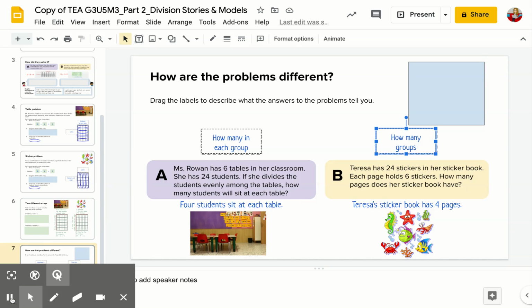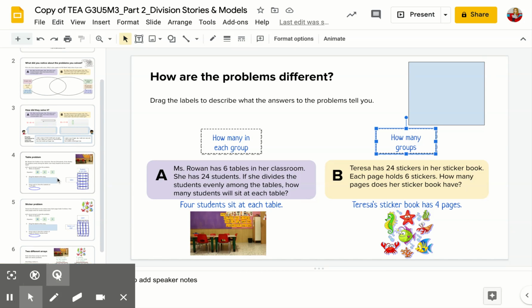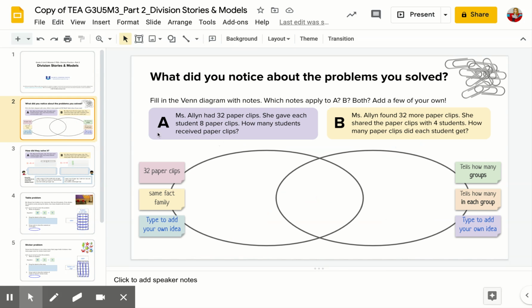I'd like for you to go ahead and work on your student book. You have a couple of slides from this slide deck. The first one looks like this. You should read these problems, and then drag these into the right spot. This is a Venn diagram.